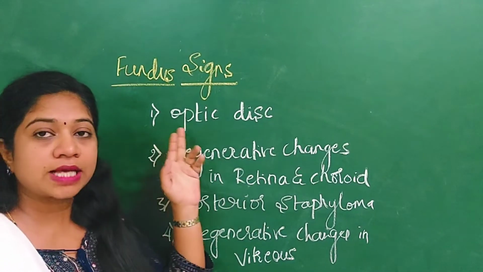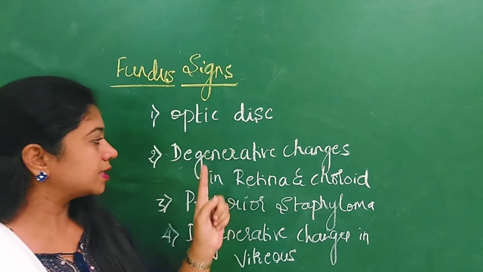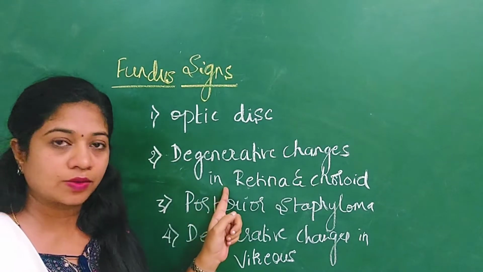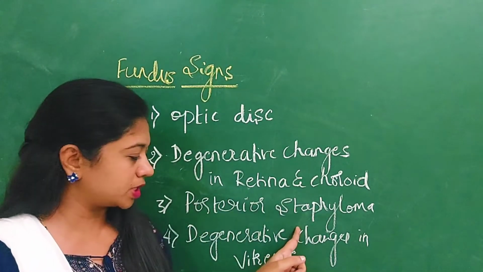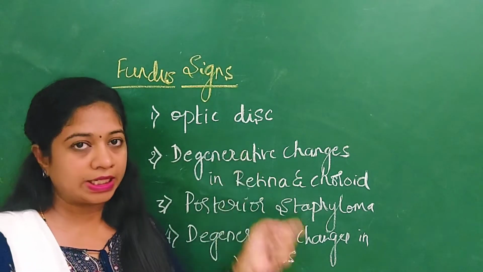So these fundus changes can be explained under these headings. The first is the optic disc changes, which you should see. The next is degenerative changes in the retina and the choroid. The posterior staphyloma formation. Then there are degenerative changes in the vitreous. So I will explain each one in detail now.